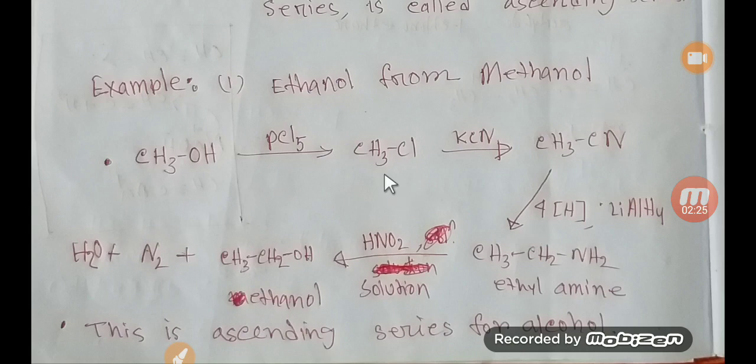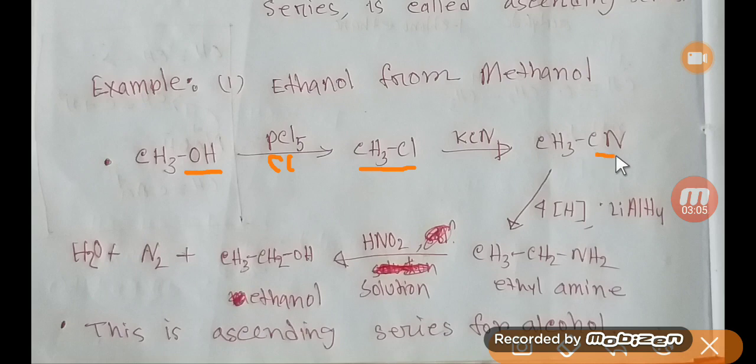So how to get ethanol from methanol? At first we have to use phosphorus pentachloride. The OH group will be replaced by chlorine, which will come from phosphorus pentachloride, and we'll get methyl chloride, or chloromethane. And then we have to use potassium cyanide, then we'll get methyl nitrile.